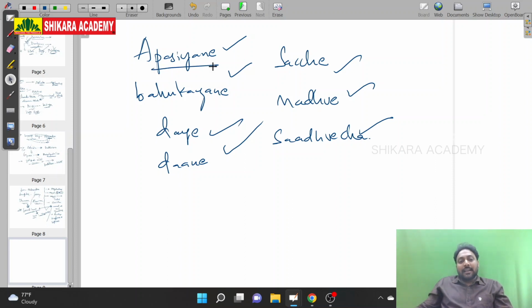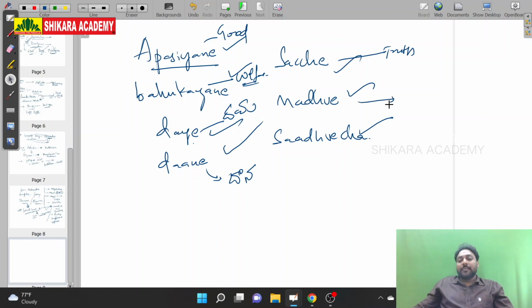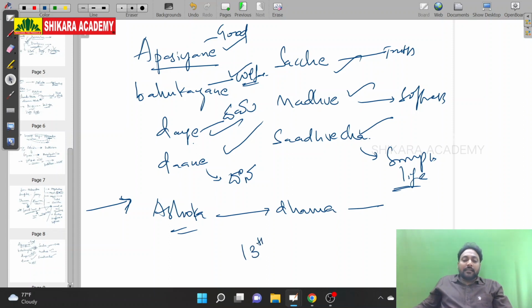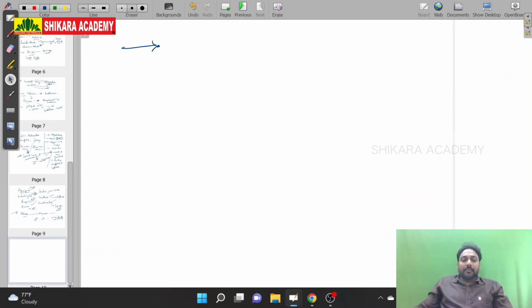Apasiyane means very good qualities. Bahukayane, welfare, charity. Daye, compassion. Dane, charity. Sache, truth. Madhve, softness. Sadhve, simple life. These are all the qualities of Ashoka's Dhamma, and this is what Ashoka issued in all the inscriptions. Ashoka's Dhamma is found in all the major rock edicts, including the 12th and 13th.